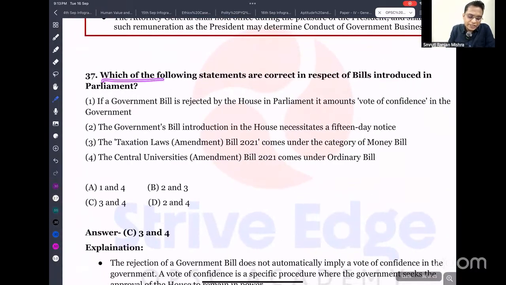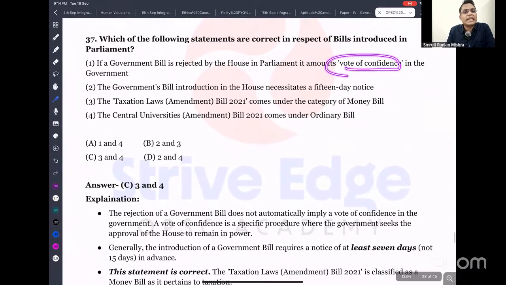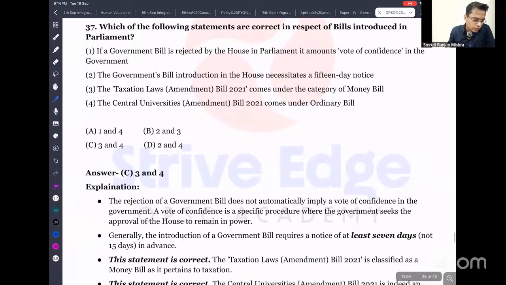Which of the following statements are correct in respect of a bill introduced in Parliament? Okay. If a bill is rejected by the House in Parliament, it amounts to a vote of no confidence. No, a bill can be rejected, and that does not mean there is a no-confidence motion. Even the party members who are in favor can reject it. So that is not okay. That means the first statement is not correct.